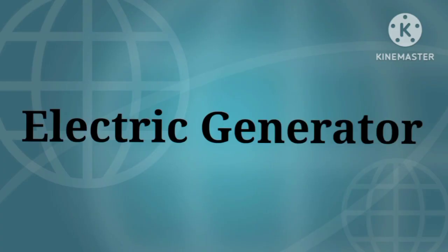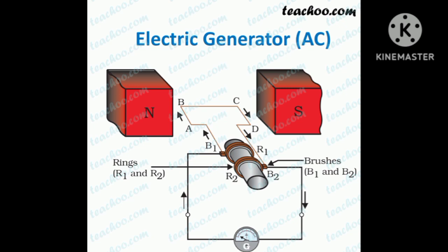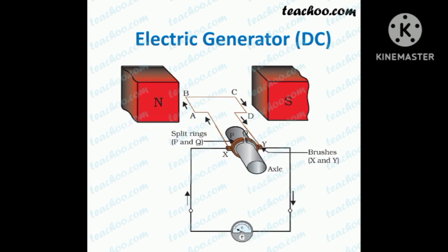Electric generator. This is a figure of an electric generator. Electric generators work on the principle of electromagnetic induction. These are devices where mechanical energy is used to rotate a conductor in a magnetic field to produce electrical energy. There are two types of electric generators. First one is AC electric generator. Second one is DC electric generator, where AC stands for alternating current and DC stands for direct current.